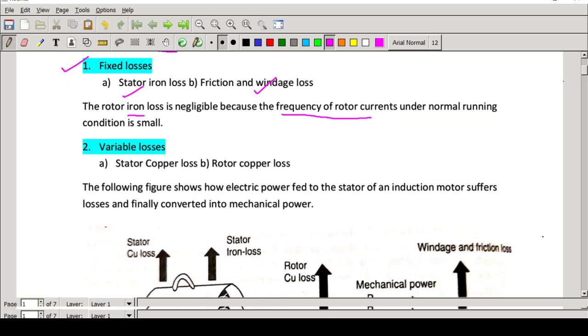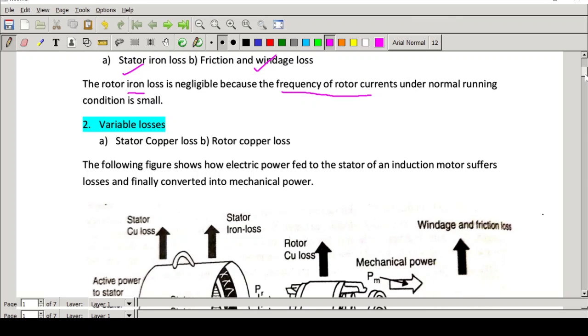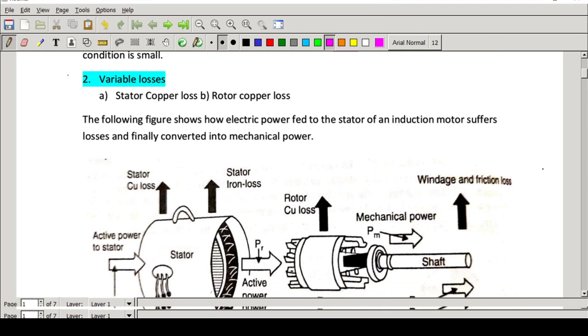Next we will discuss the variable losses. There are mainly two types of losses: fixed or constant losses and variable losses. Now what are the variable losses? There is stator copper loss and rotor copper loss. These variable losses depend on the load. That is, if the load increases, these losses will also increase.